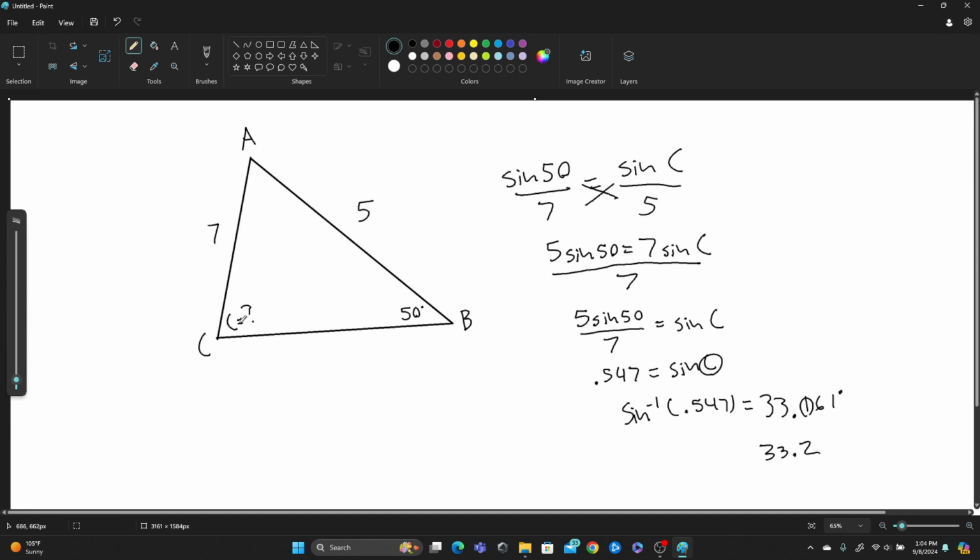We were looking for side or angle C. So our final answer would be angle C equals 33.2 degrees. And once again, we can check if that's a logical answer. 50 degrees is bigger than 33 degrees, but the corresponding side 7 is bigger than 5, so that makes sense. That's a logical answer, and we're good.